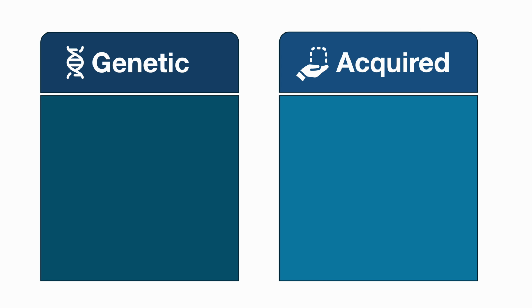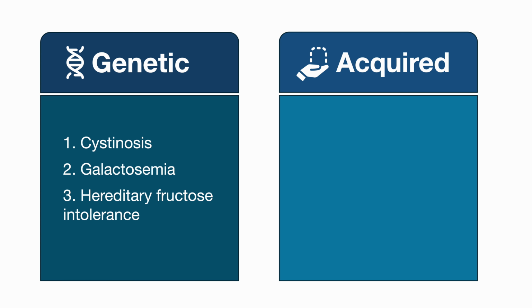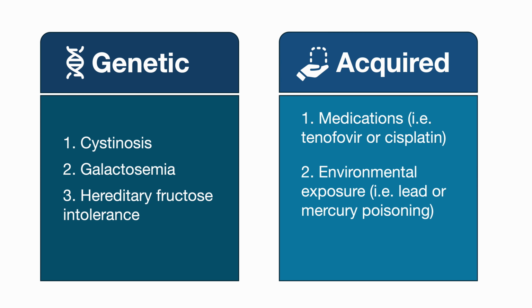Causes of Fanconi syndrome can be either genetic or acquired. Some common genetic causes are cystinosis, galactosemia, or hereditary fructose intolerance. Acquired causes can include medications such as tenofovir or cisplatin, environmental exposure such as lead toxicity or mercury poisoning, or diseases such as multiple myeloma.